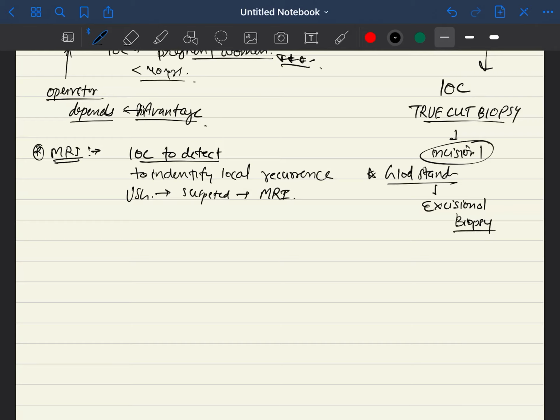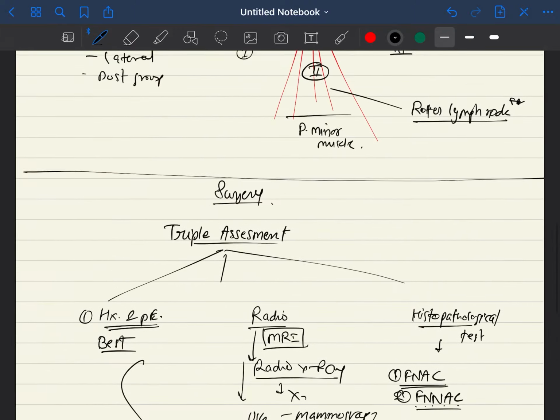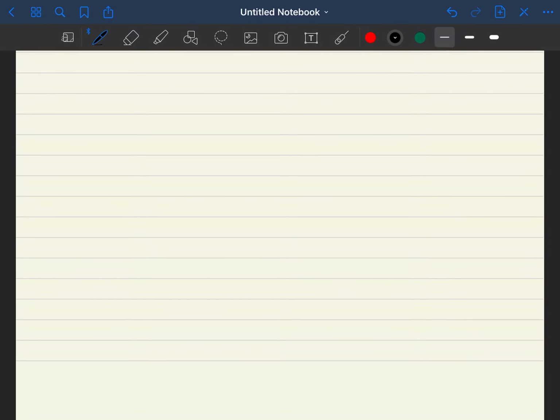Okay, so guys, what is the difference between investigation of choice and gold standard? If you are asking about a gold standard, the gold standard is a thing where, if you do that procedure, there is 100% chance that you will find out if it's a tumor or not. In investigation of choice, it's not about the percentage, but it will tell you about the tumor. Okay, so we read about the triple assessment. Now we will go for the breast surgery.